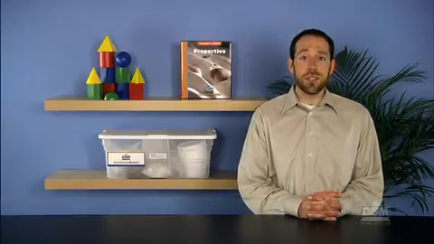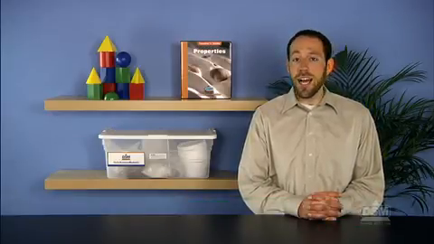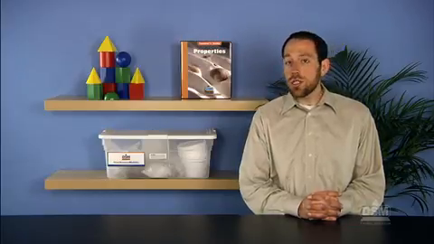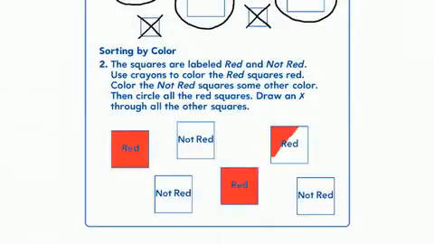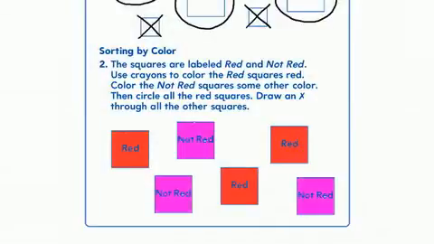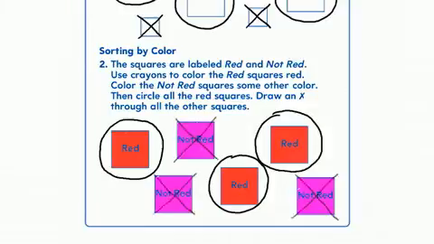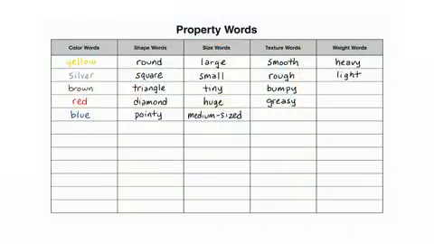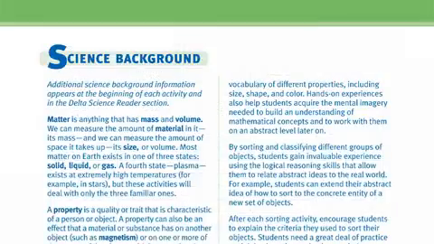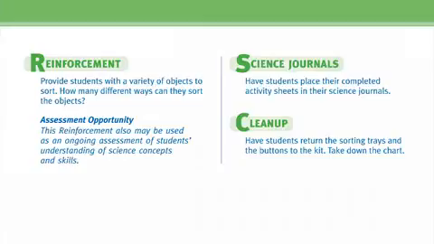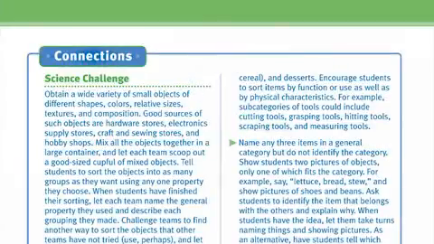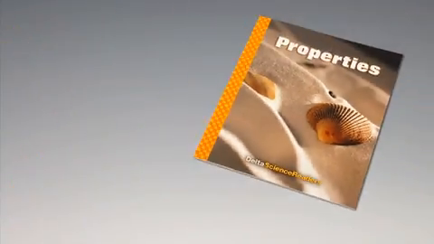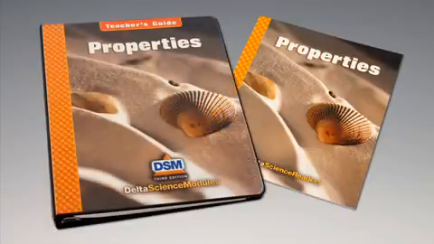Accept all classification schemes that students can justify, and guide students to identify schemes such as green and not green, or dark colors and light colors. Finally, have students complete question 2 on their activity sheets and review their responses. To conclude the activity, return all materials to the kit and make sure to leave the property words chart on display in the classroom. For science background, reinforcement activities, curriculum connections, and information about the Delta Science Reader, please consult your DSM Teacher's Guide.